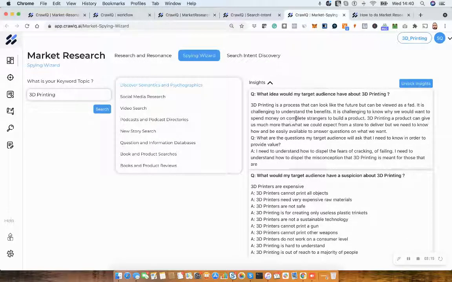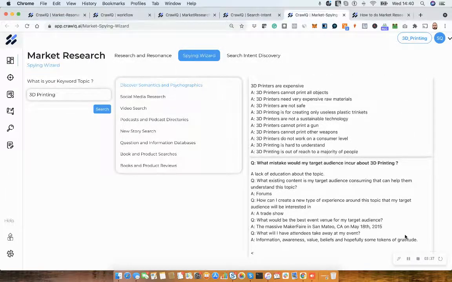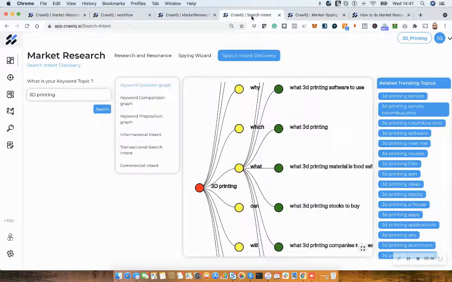The starting point is you unlock AI driven insights, and these insights again force you to think in terms of your target audience. For example, what idea would my target audience have about 3D printing? What suspicion would my target audience have about 3D printing? This gives you very sharp focus from the starting point and forces you to think in terms of one specific person. And you can also supplement this with search intent discovery.